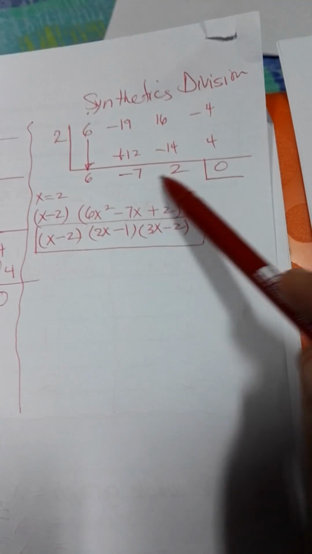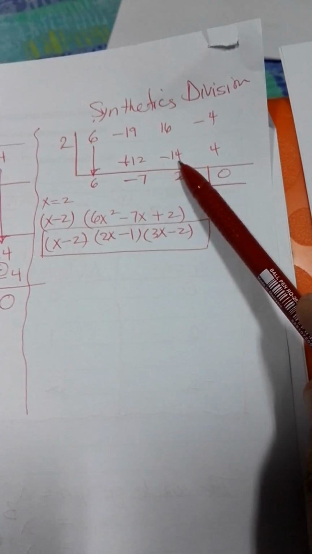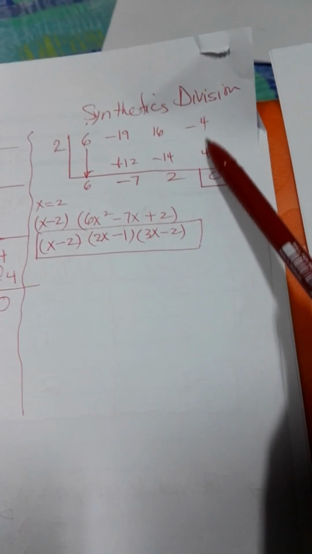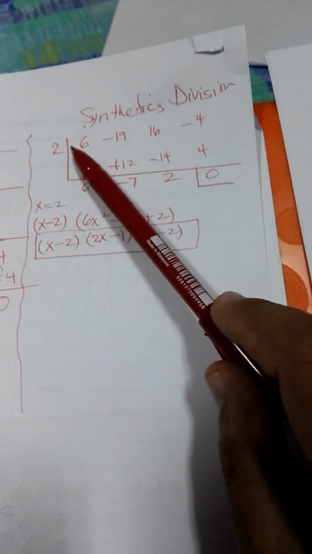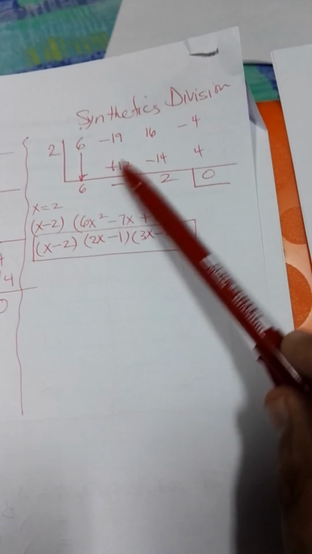so you add, you get negative 7, multiply 2 times negative 7, you get negative 14, and then you add, you get 2. 2 times 2 is 4, and then you add, you get 0. So as long as you get 0 here, that means 2 is a factor of the original problem.